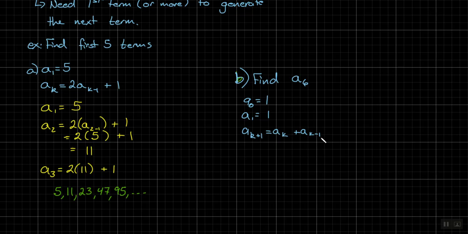This rule says if I want this term, I take 1 before it, and I add 2 before it. If I want the k plus 1, so let's just put a number. If I want the 7th term, this is 7, this would be 6 and 5. So if I wanted the 2nd term, a sub 2, notice that this is 1 term behind it and 2 terms behind it. What's 2 terms behind this? A sub 0.